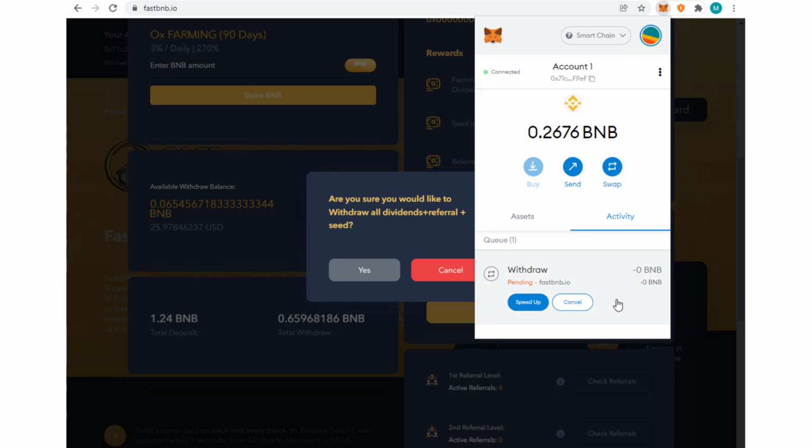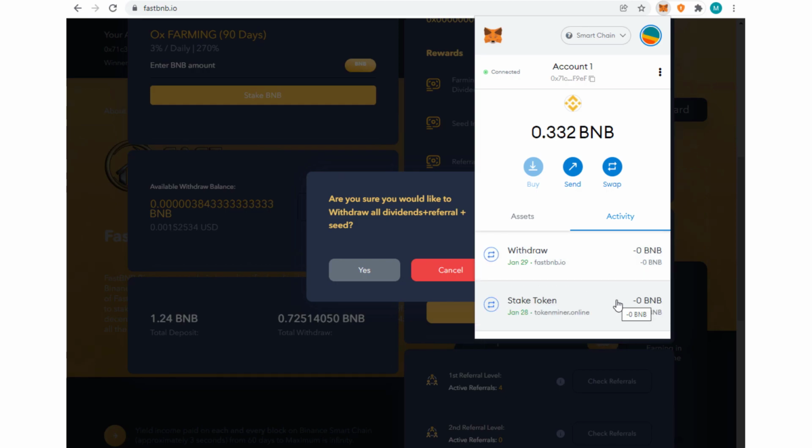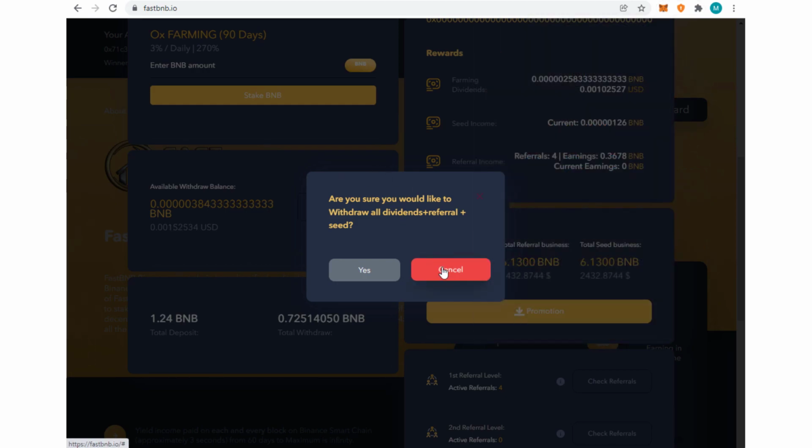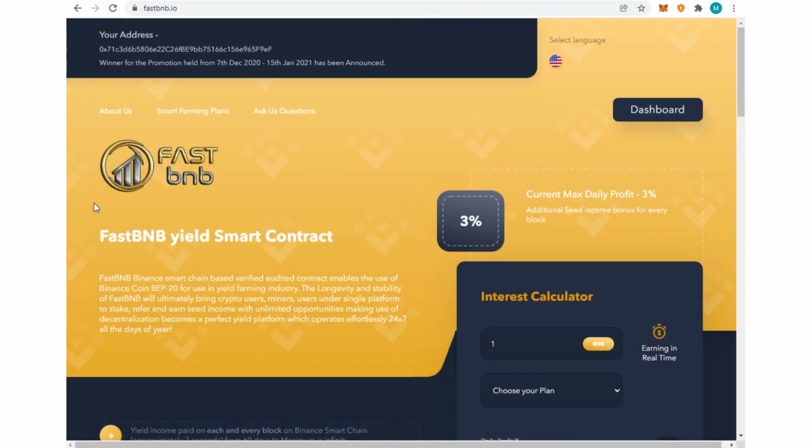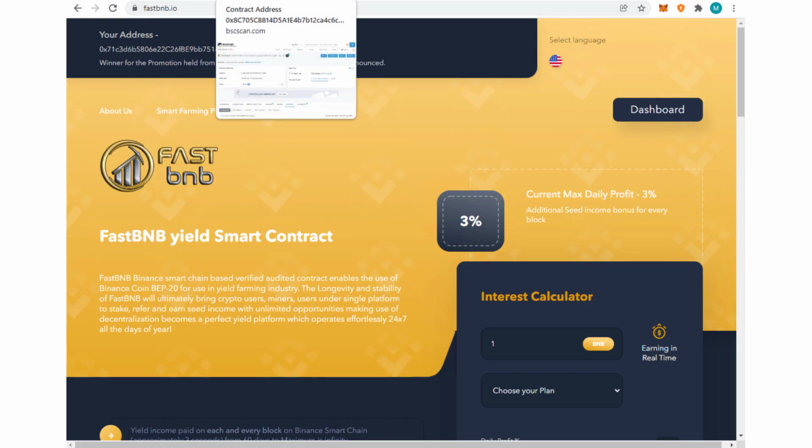It's pending and should be completed any moment. Okay, that's completed. I click on cancel here, and now it starts mining again. All right, so I have two other accounts, total of 3 accounts, and I will withdraw on those accounts later on as well. But that shows on one of the accounts how easy and quickly you can do it within seconds. Okay, now let's go through the review of FastBNB.